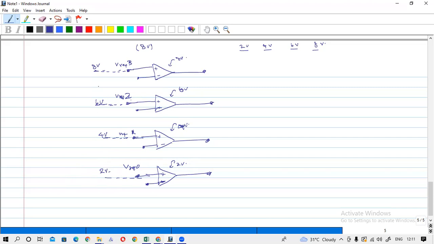So this is the voltage. Okay, we have to give the reference voltage. The exact voltage level we can only decode. Okay, so those voltage levels we have to give as the reference voltage to the comparator.